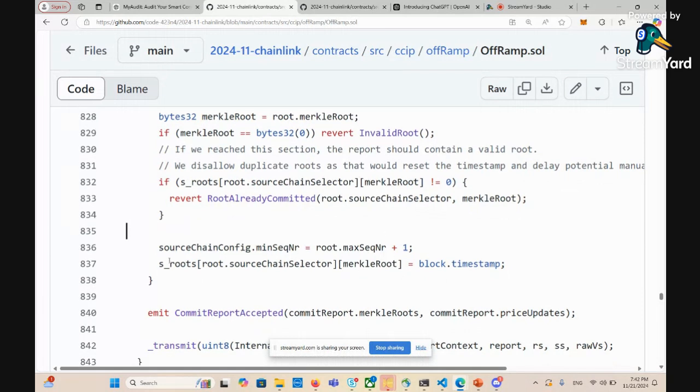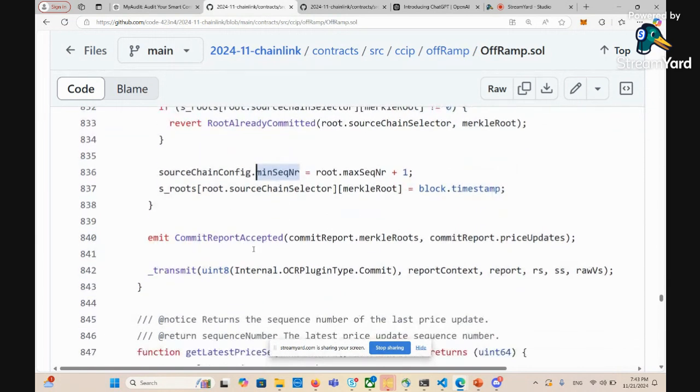Otherwise, we are going to write the time of the commitment. So this means it's committed for this particular root, so that during execution, you can check this particular root and see if it belongs to a truly committed tree or not. And then we're going to increase the next expected sequence number by 1. And by now, we have already committed a root for the Merkle tree.